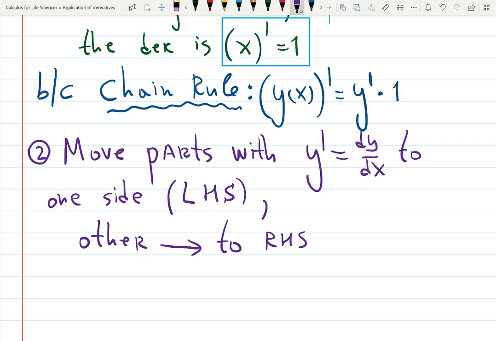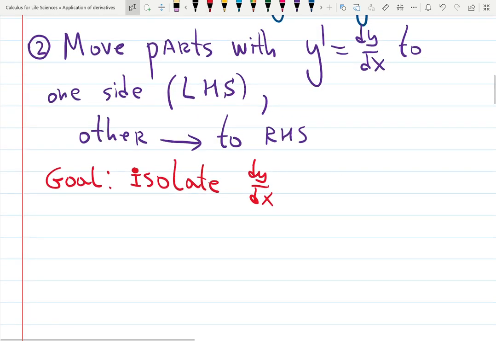Our goal is to isolate dy over dx. This nice word was a suggestion from one of my students. I would say, I want dy over dx to be standing alone by itself. And then someone from the audience says, yeah, to isolate. And since then, I'm using this nice word. It's a very nice explanation. To isolate whatever we're looking for, which is dy over dx. Very nice.